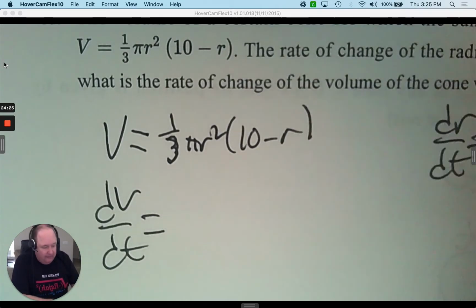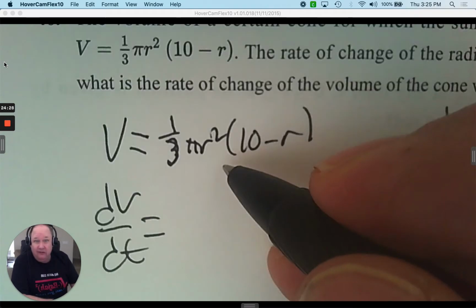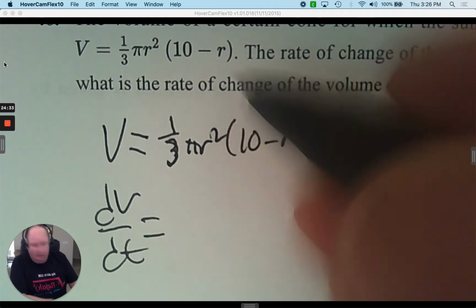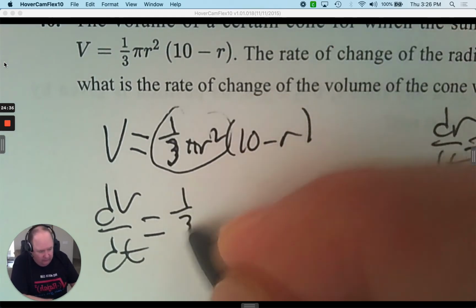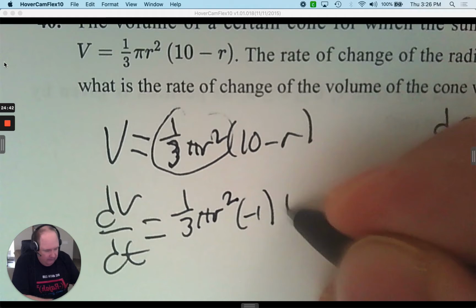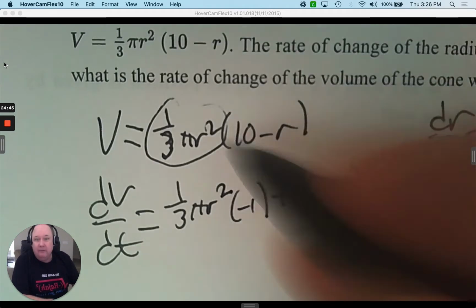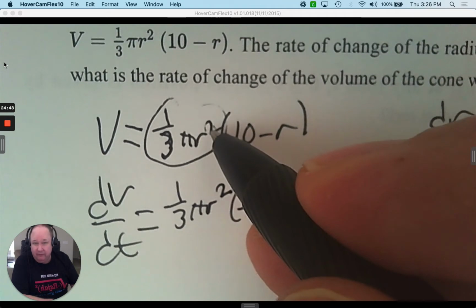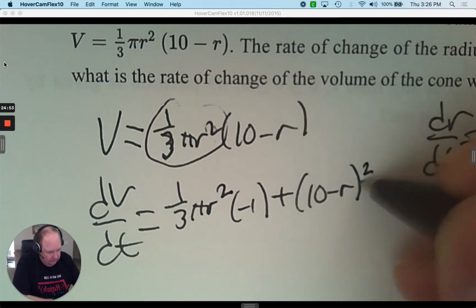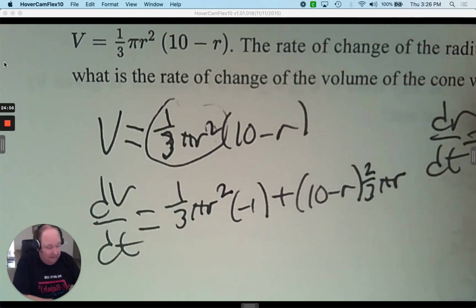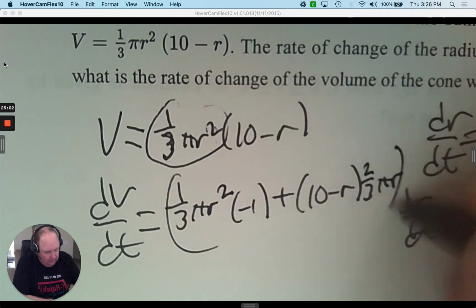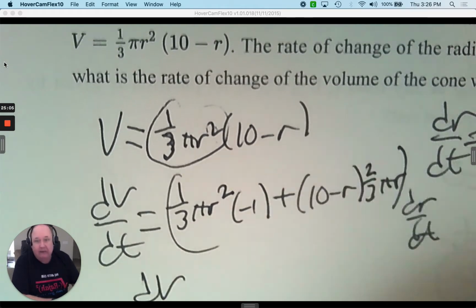Before I take the derivative, I should first distribute. Or I could do the product rule too. So the first is 1/3 pi r squared times the derivative of the second, which is -1, plus the second times the derivative of the first. So that's 2 times 1/3, and then subtract 1 from the exponent, and then we need a dr/dt at the end. We're then going to write this so it's going to match one of the answer choices.